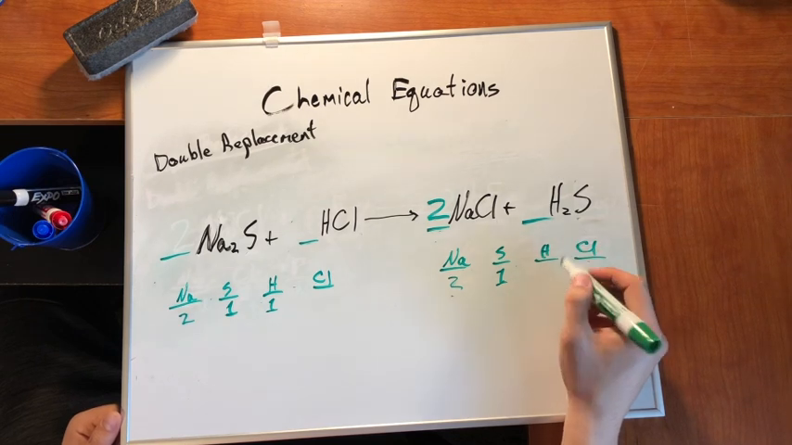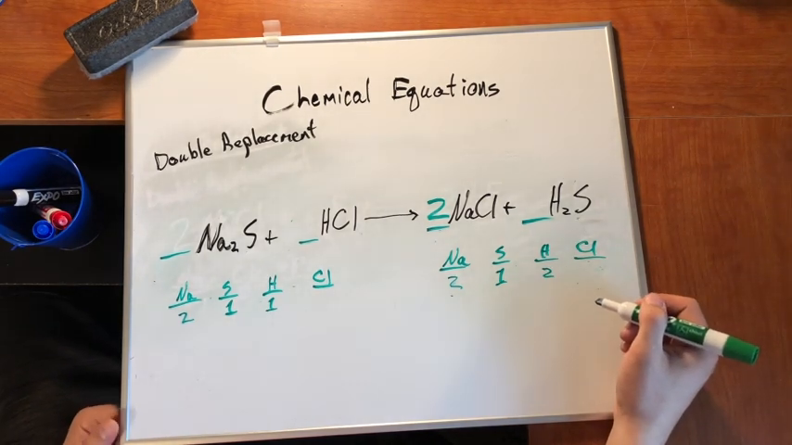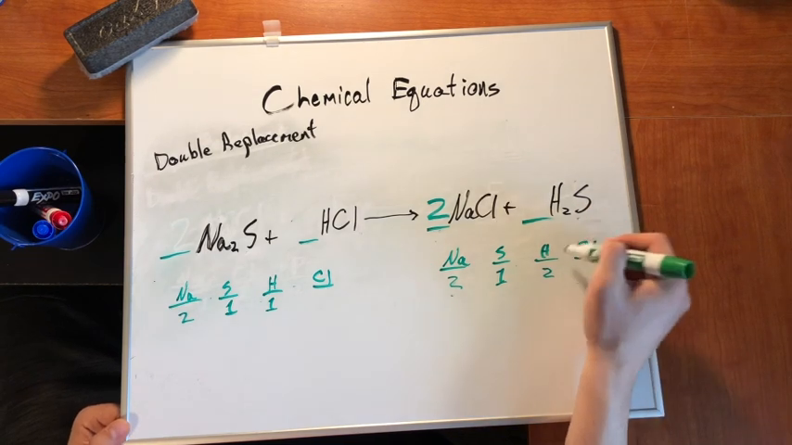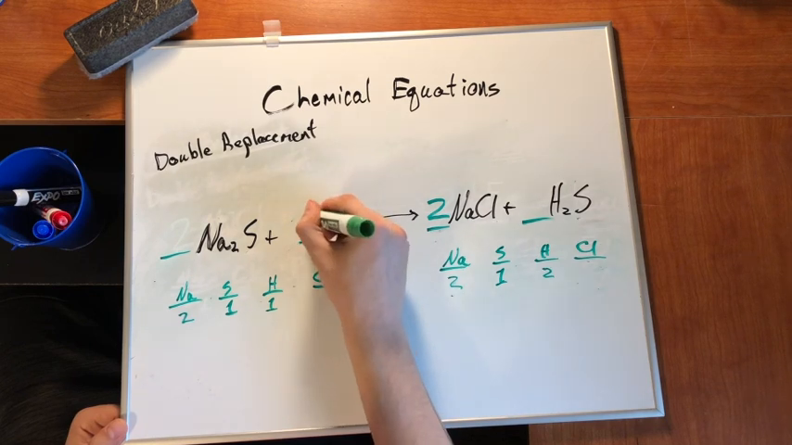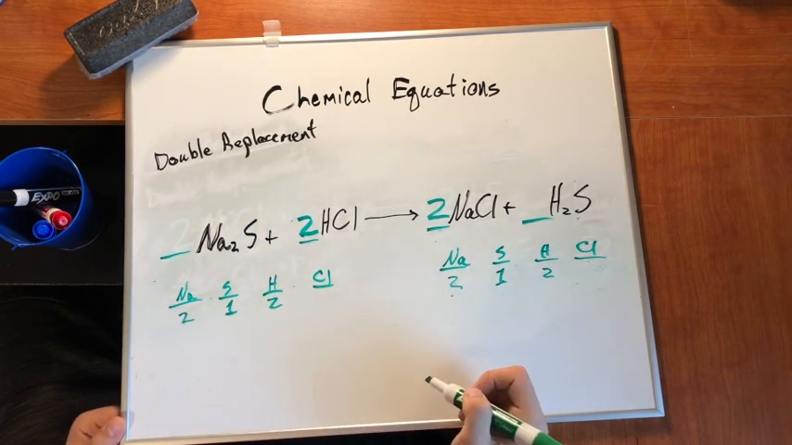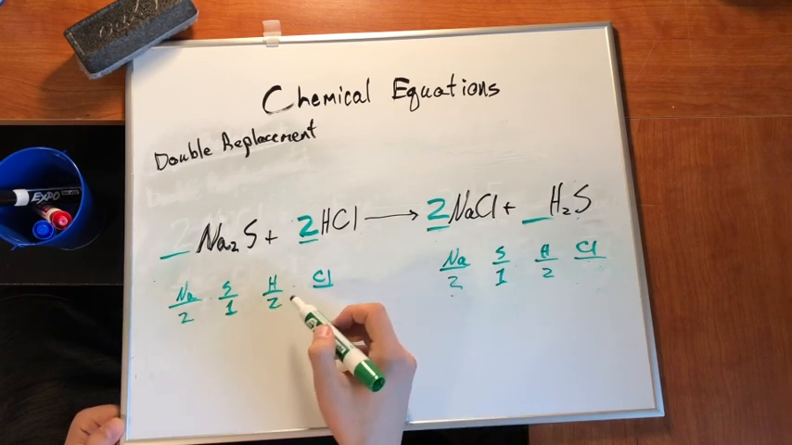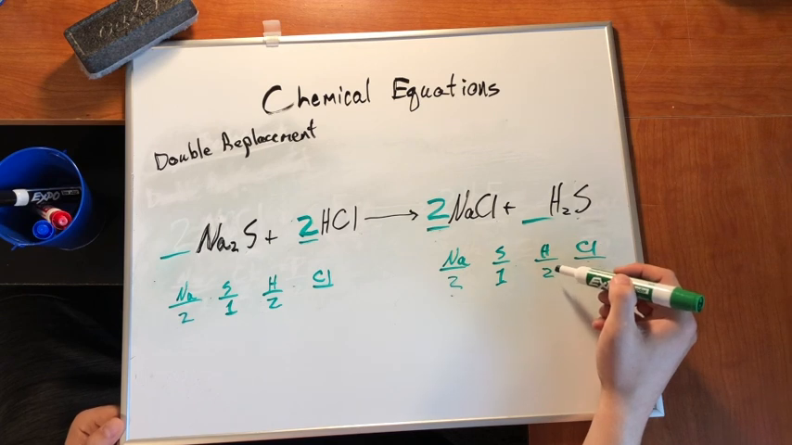On this side I have 2. So in a similar case, if I have too many on this side, it's easier for me to put a coefficient on this side. So I'm going to put a 2 in front of this and change this here. So now that I have 2 hydrogens and 2 hydrogens on each side like that.